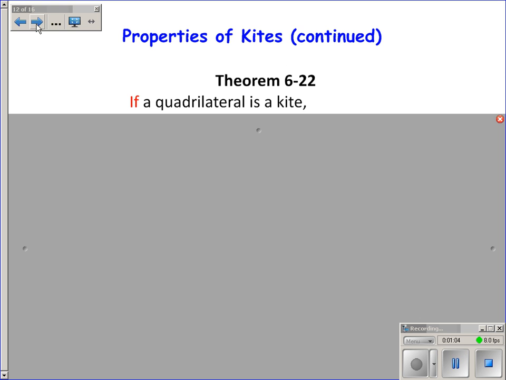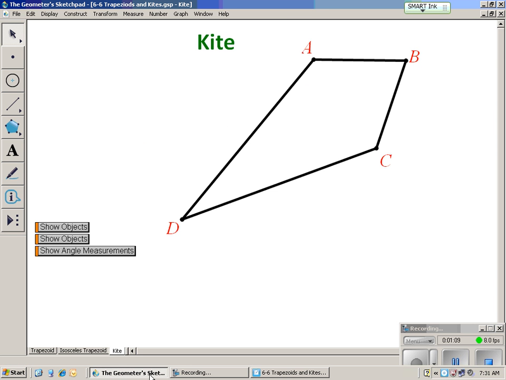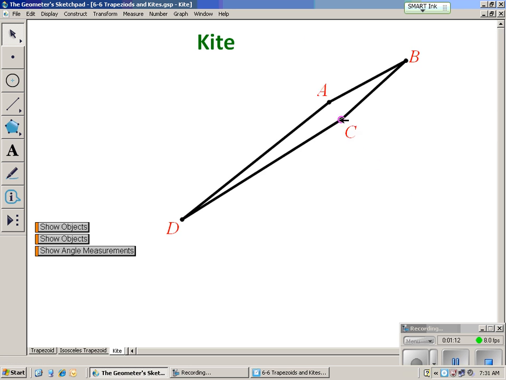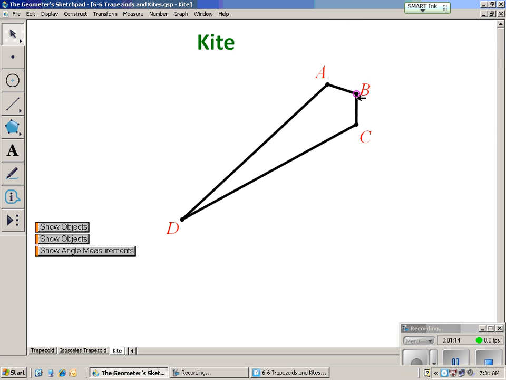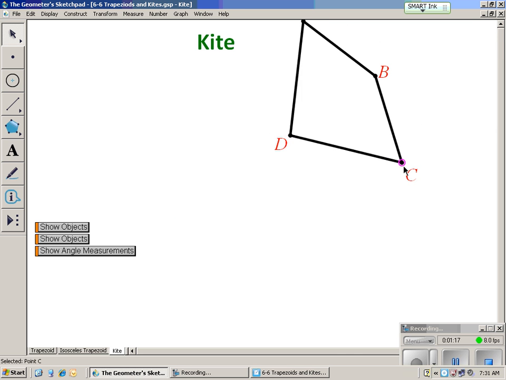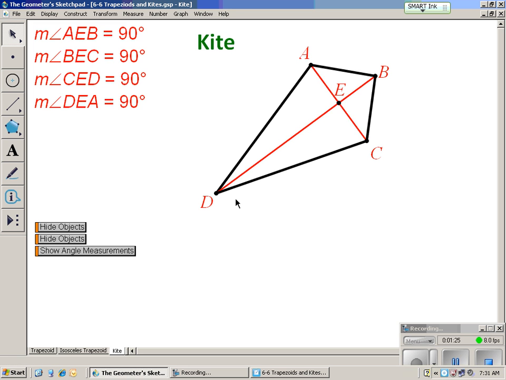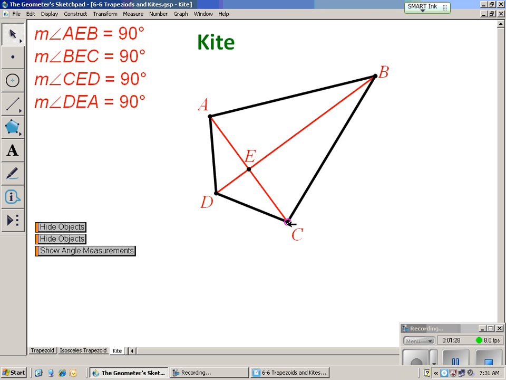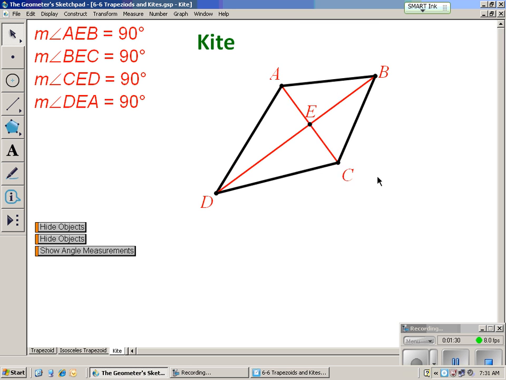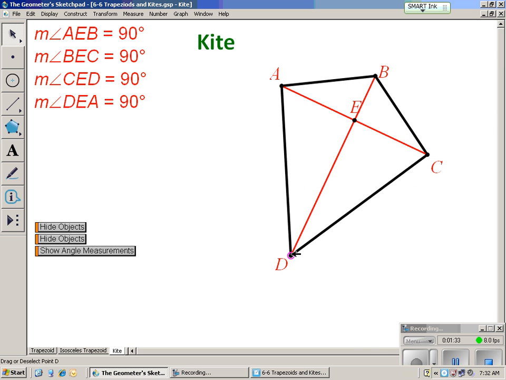Now, one property it does have, again, a Geometry Sketchpad file. This is a kite. If I draw on the diagonals and measure some angles, these are the measures in and around E. So you'll notice that the diagonals are always perpendicular. And you can see that if you draw on the sticks on a kite that you fly in the sky, you'll see that the sticks are perpendicular to each other.